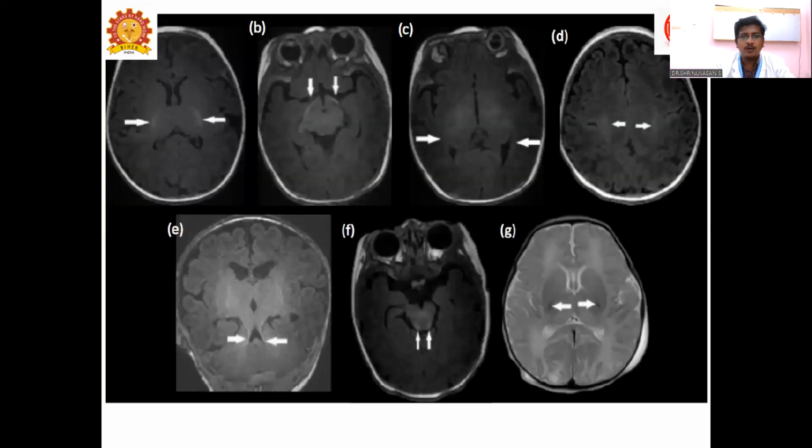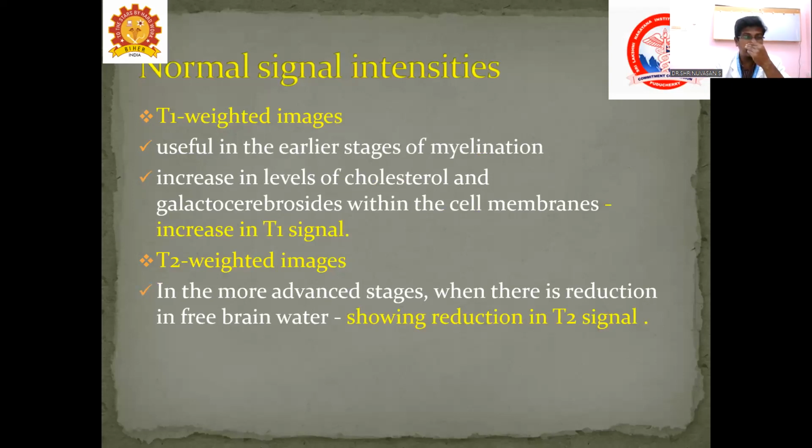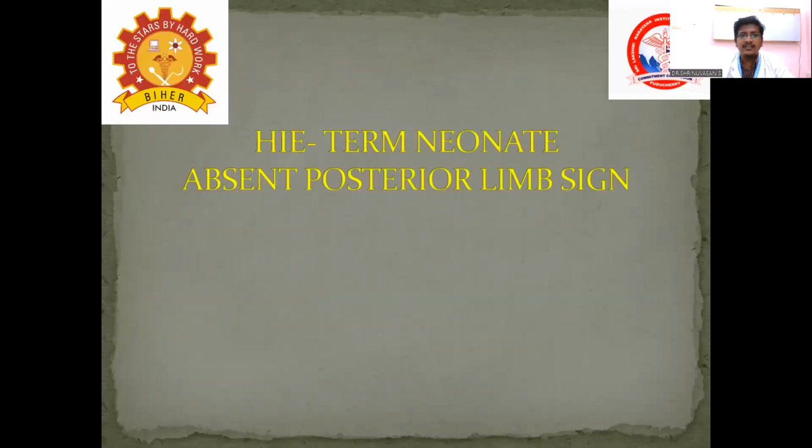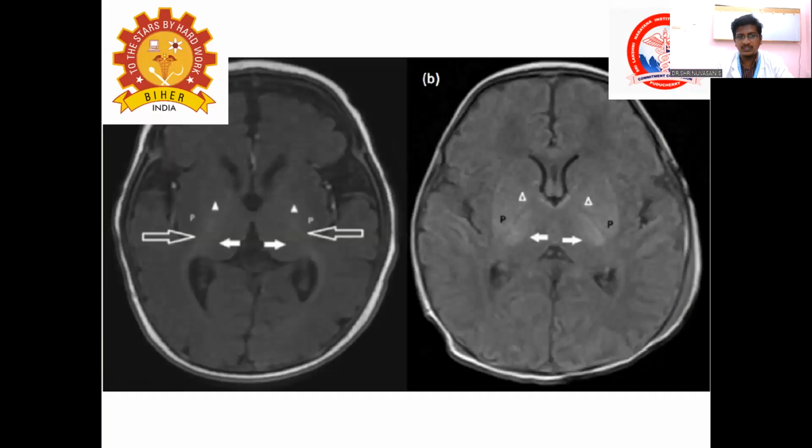So to summarize, normal myelination will appear as increased T1 signal, and in the late myelination stages, it is the T2 weighted images which are very helpful, showing reduction in T2 signal. The normal myelination pattern at term will show T1 hyperintense signal intensity involving the posterior limb of internal capsule, optic tract and optic radiation, perirolandic cortex, and midbrain. So when you identify signal loss in the posterior limb of internal capsule, it is a sign of HIE.